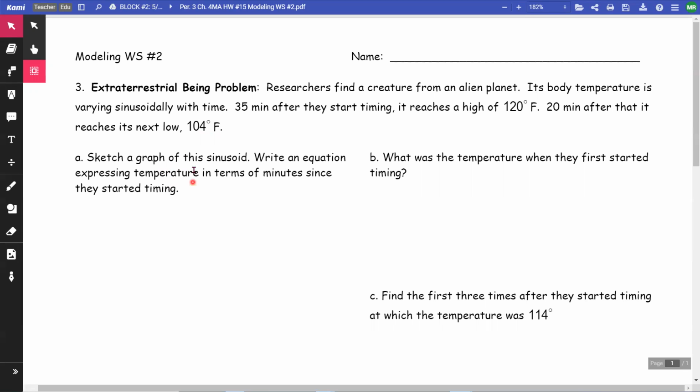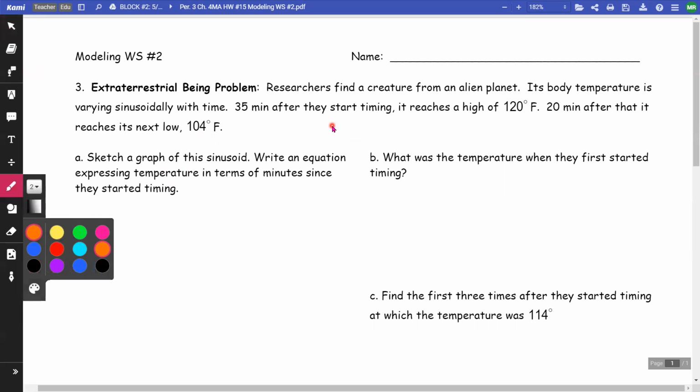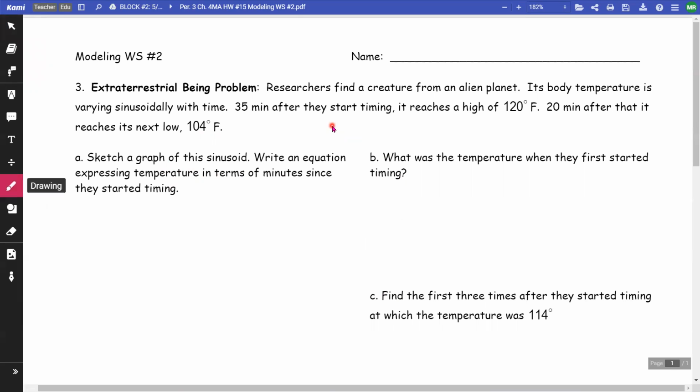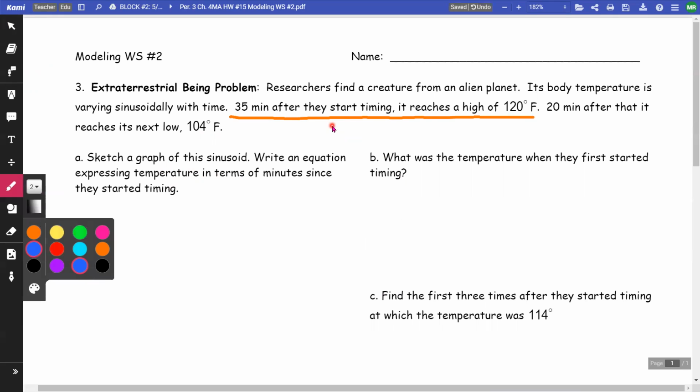So we're going to sketch a graph of the sinusoid, write an equation, and then we're going to answer these questions. So looking at this, some of the important information that we have. 35 minutes after the start of time, it reaches a height of 120. 20 minutes after that, it reaches its low of 104, which means this is going to be at 55 minutes.